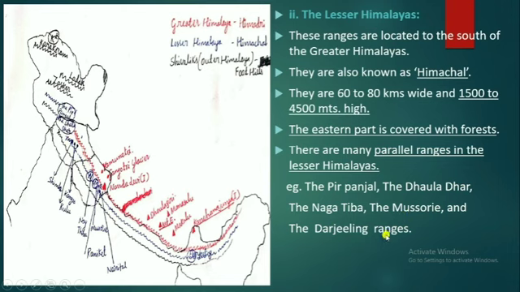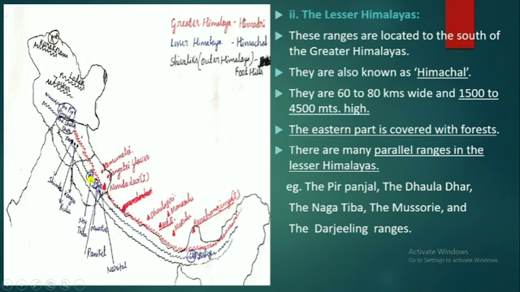Where are they? The Pir Panjal, can you see here in the Jammu Kashmir part here? So this one, Pir Panjal. Next, the Dauladar, can you see here? Little bit Jammu Kashmir and also here in Himachal Pradesh. The Dauladar, here, Dauladar. Okay. Next, the Nag Tiba. The Nag Tiba means where it is?